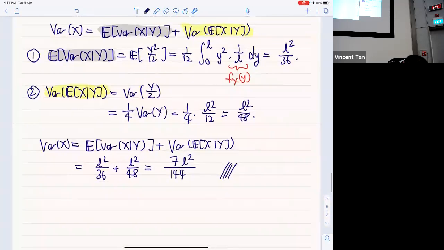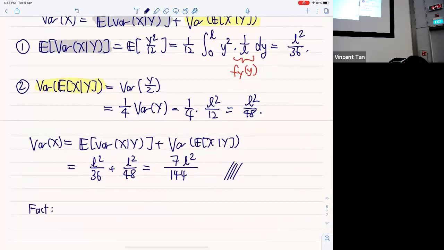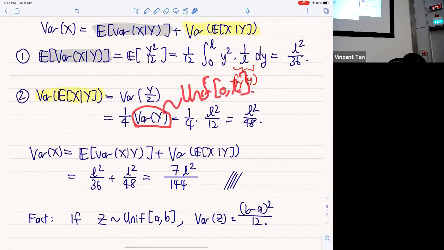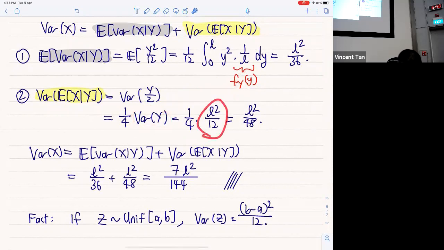What holds is that fact of life. If Z is a continuous uniform random variable on AB, then the variance of Z is B minus A, quantity squared, over 12. This is true. Now we have the variance of Y, and Y is uniform 0 to L. So you take L minus 0, square it, divide by 12, you get this. Always true. You can go and check Wikipedia. But it's best you prove this on your own as an exercise.